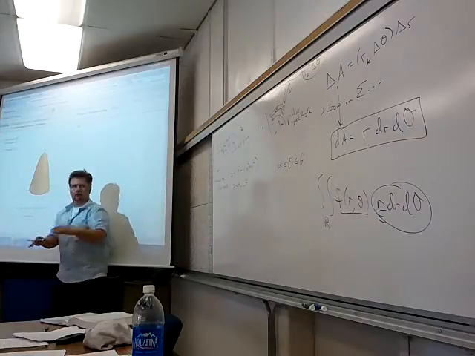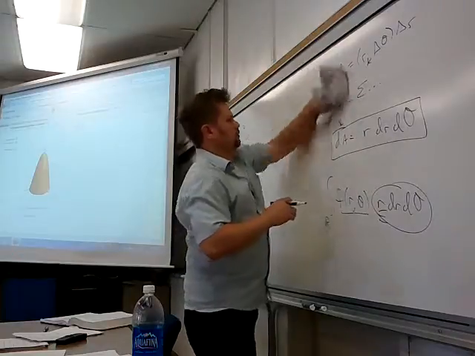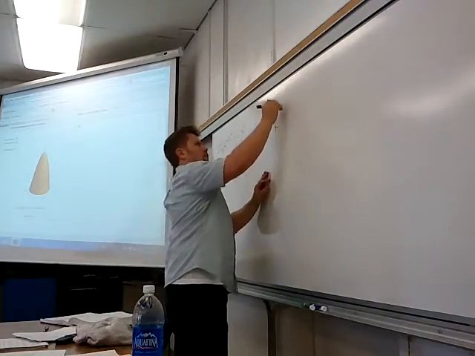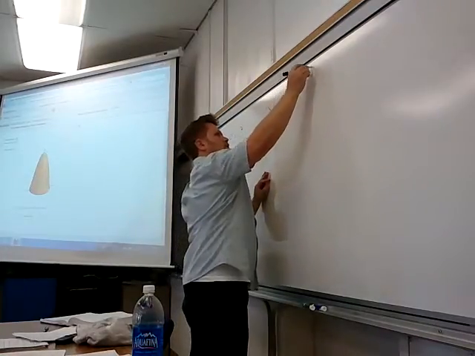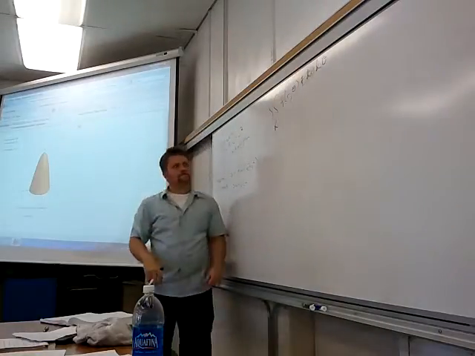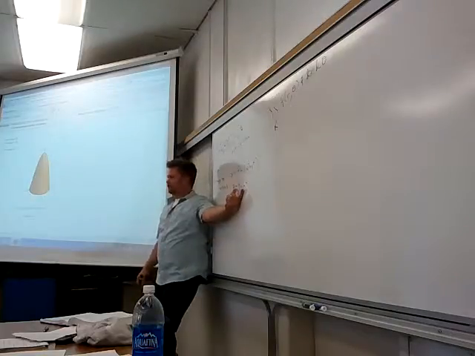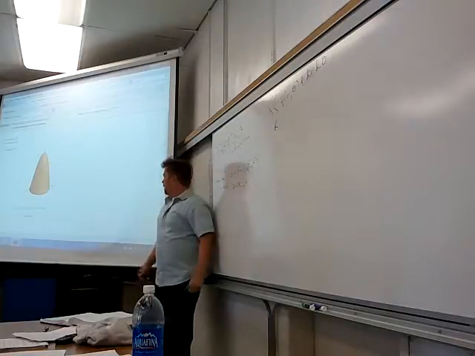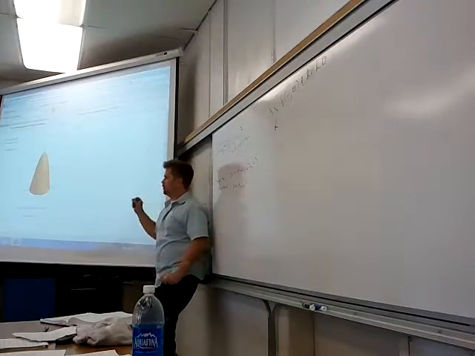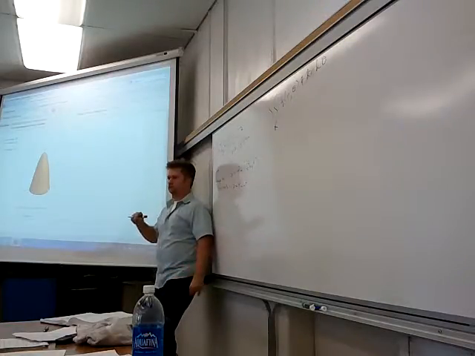So how in the world do I set up this integral if I wanted to find the volume? Here I am already forgetting my r. So the f of r, theta is obviously just going to be this. To capture this whole shape, all of the volume that we're talking about, how far does theta have to go? 0 to 2 pi.